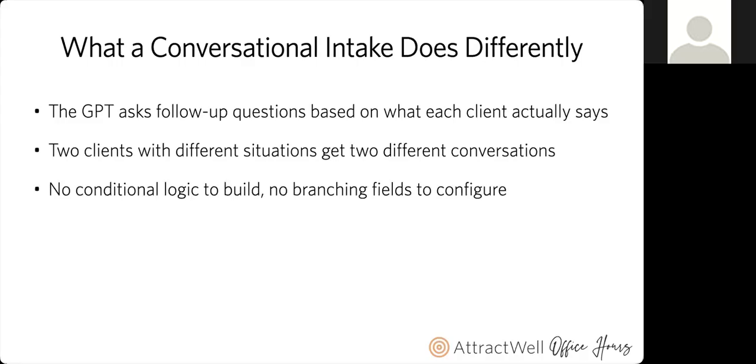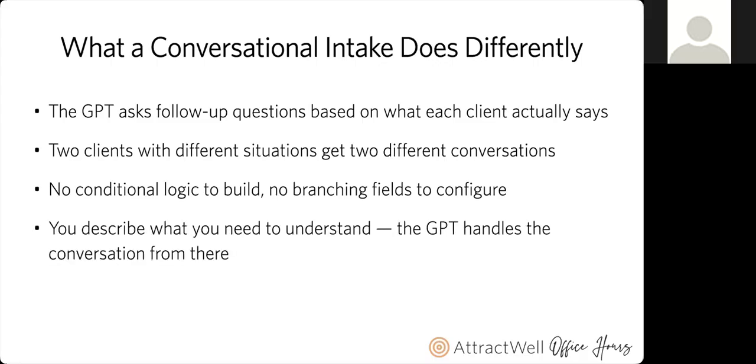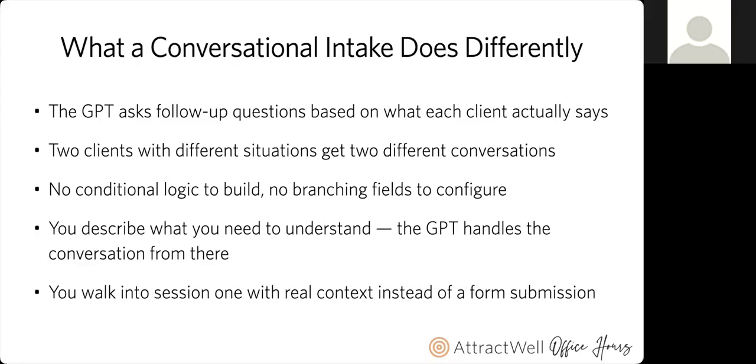And you don't need to understand conditional logic to build this. You don't need to understand branching, or even know what I mean when I say that, to be able to set something like this up, because the way that our AI tool works allows you to simply converse with it to create the thing that you want. Or you can come prepared with a prompt, as I'm going to share with you today for the sake of time. You're going to be able to describe what it is that you need, and the GPT builder is going to handle the conversation from there. And you get to walk into session one with your client with real context, instead of needing to try to read between the lines of what they shared.